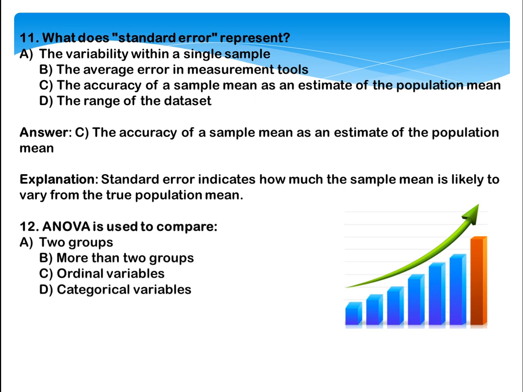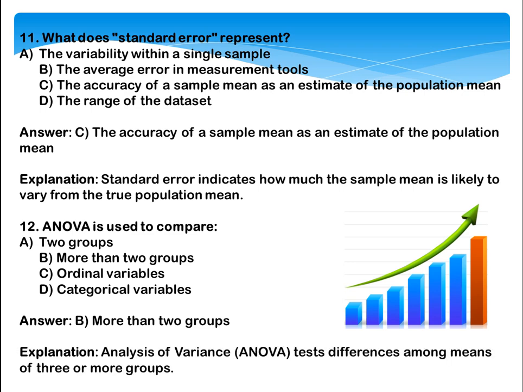12. ANOVA is used to compare A. Two groups. B. More than two groups. C. Ordinal variables. D. Categorical variables. Answer. B. More than two groups. Explanation. Analysis of variance, ANOVA, tests differences among means of three or more groups.